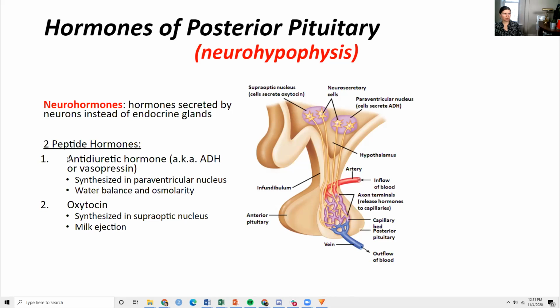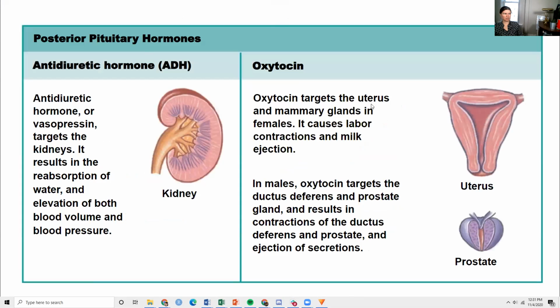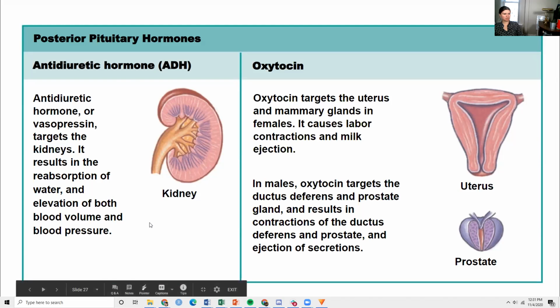So the way in which ADH and oxytocin are released is just, we have an action potential come down this axon, so down this neuron itself. And the neuron itself releases ADH or oxytocin. That's pretty simple, and they release it directly into the blood. So the neuron itself is releasing this hormone, essentially. Here is a short slide about what they do. We can talk about this later.